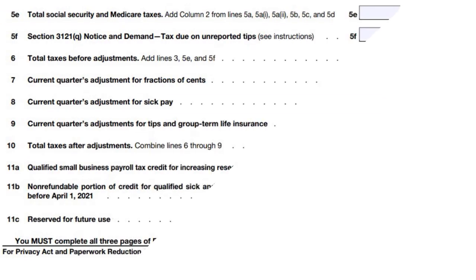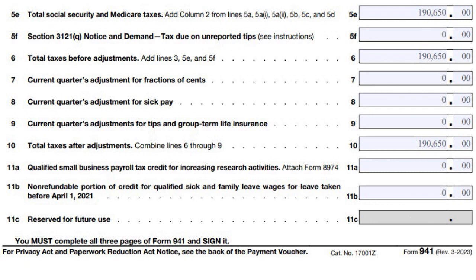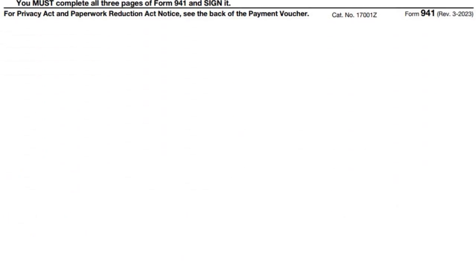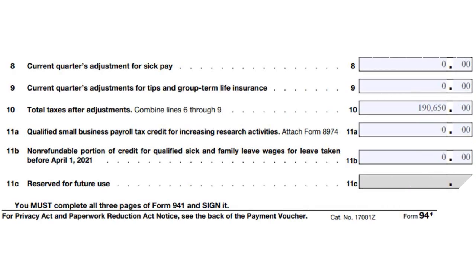So basically here, if you look at line 5e, you're adding everything. If you look at all the amounts that we had before, you add them, and in our case we get 190,650. So you go to line 6 here, and you put the same amount because there are no other adjustments before we move on to another amount. Line 7 we didn't have anything. Line 8, line 9, no special situations.